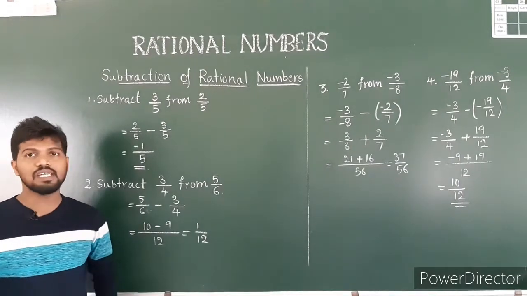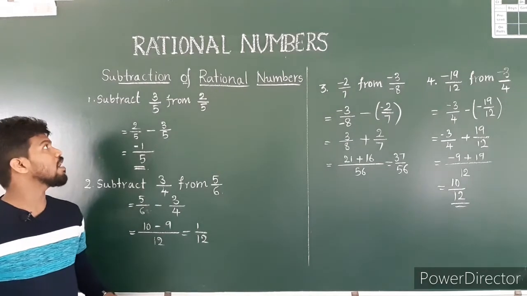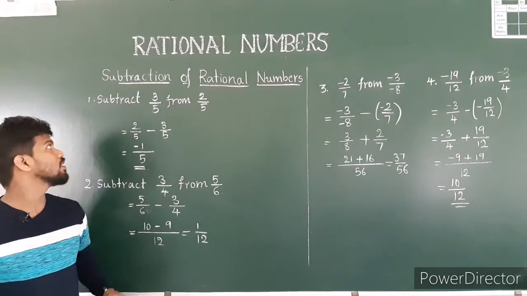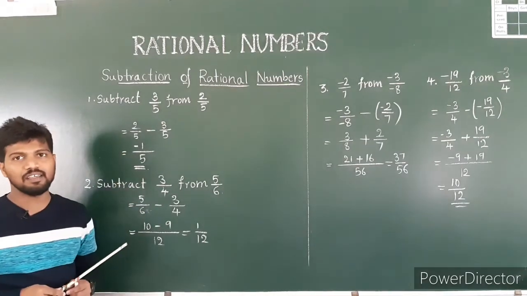So in the last video you studied addition of rational numbers. Now you go through subtraction of rational numbers. In the first one, subtract 3 by 5 from 2 by 5. This is the first type.